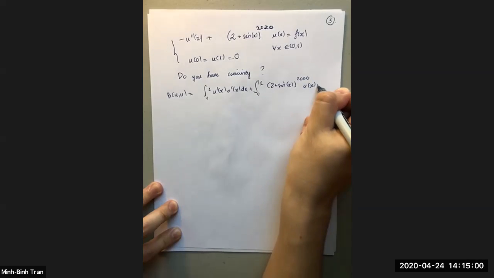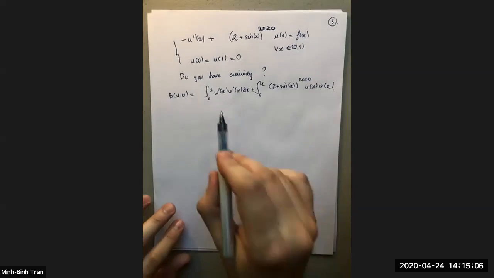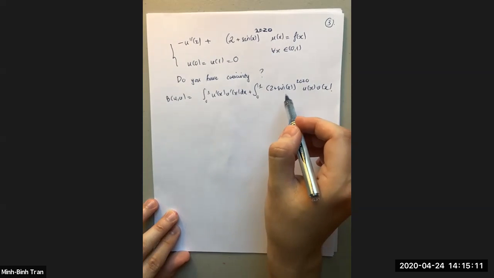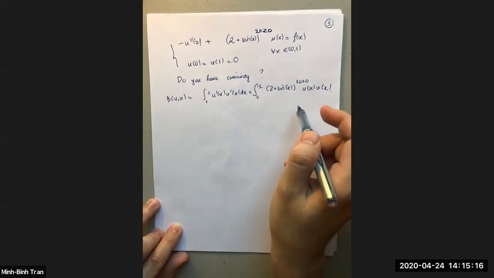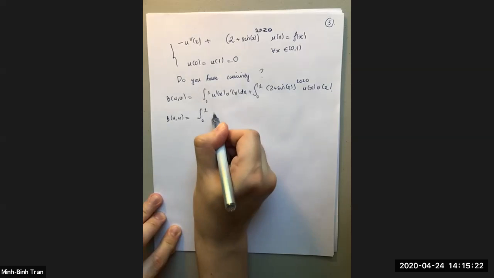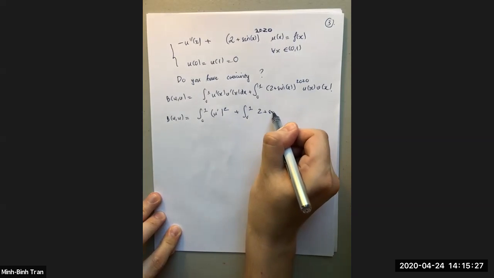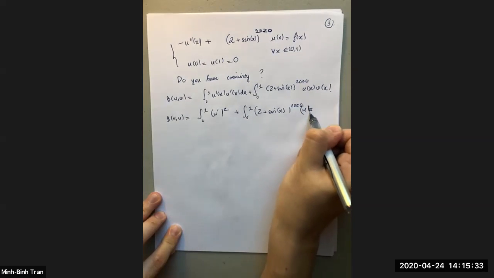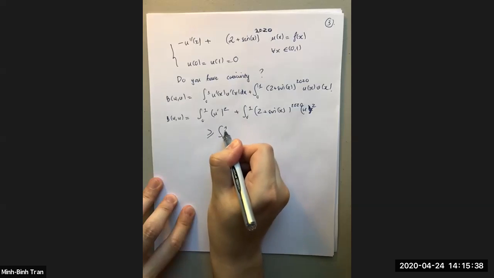So this is the form, a bilinear form. When you write out the weak form, you have the integral from 0 to 1 of u prime v prime dx plus the integral from 0 to 1 of (2 plus sine x) to the power 2020 times u x v x. Now you want to check if you have coercivity or not. You just replace u and v, since they're the same. Plus the integral from 0 to 1 of (2 plus sine of x) to the 2020 times u squared. So is it bigger than the integral from 0 to 1 of u prime squared?